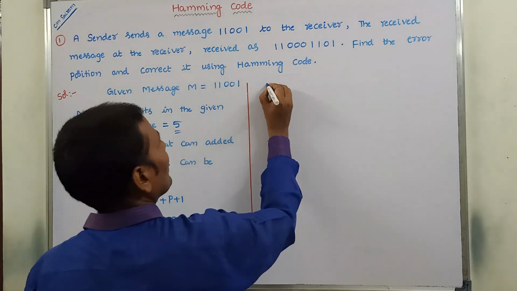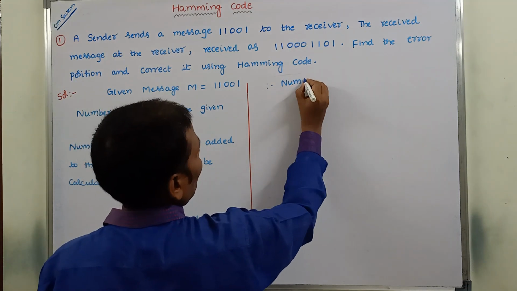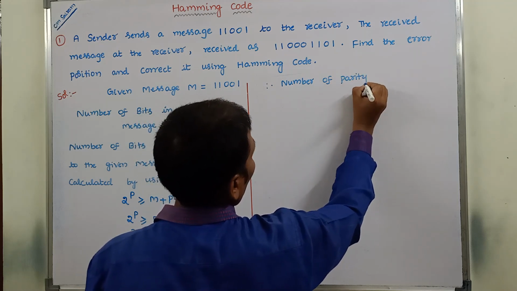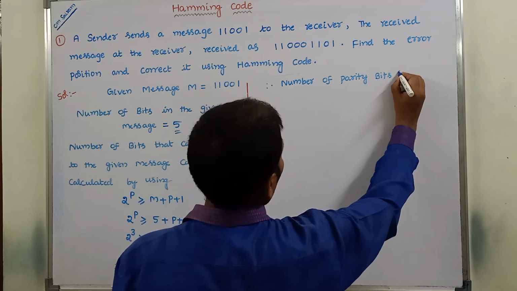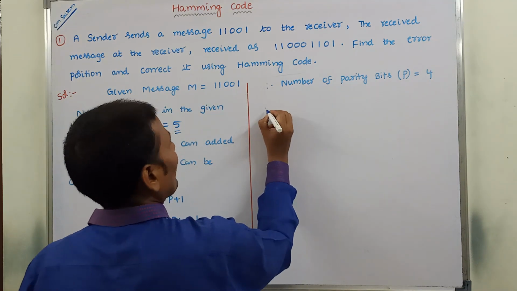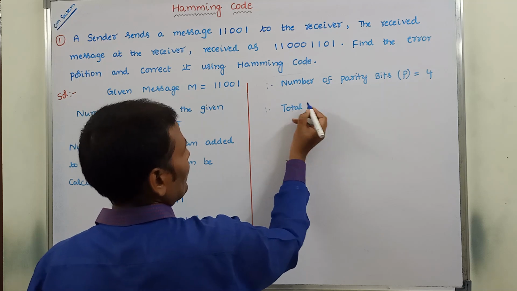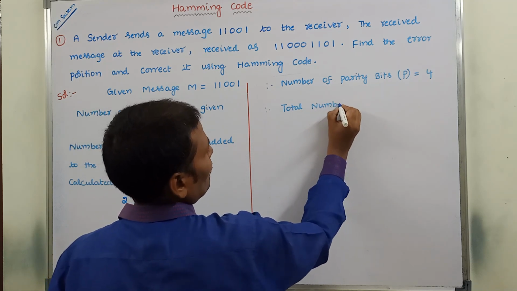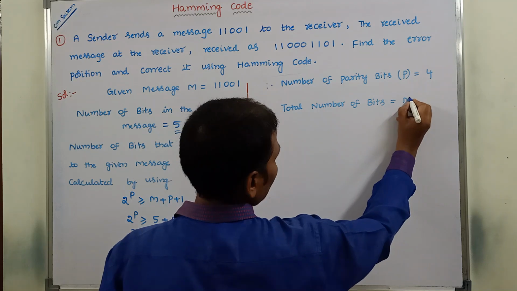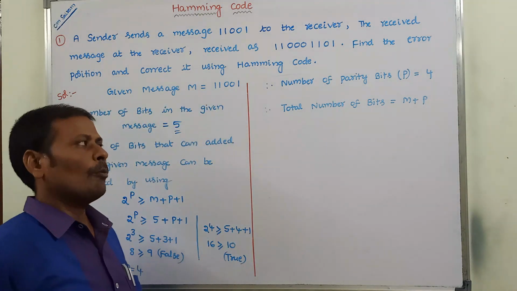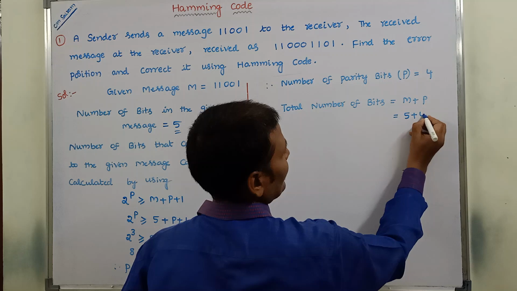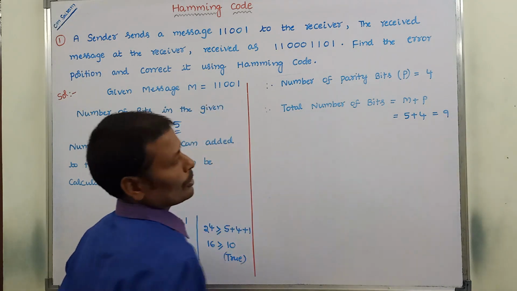So therefore, the number of parity bits, denoted by P, is equal to 4. Okay. Now, we have to find the total number of bits. Total number of bits is the number of message bits plus the number of parity bits. Number of message bits is 5. Number of parity bits is 4. 5 plus 4 is equal to 9.